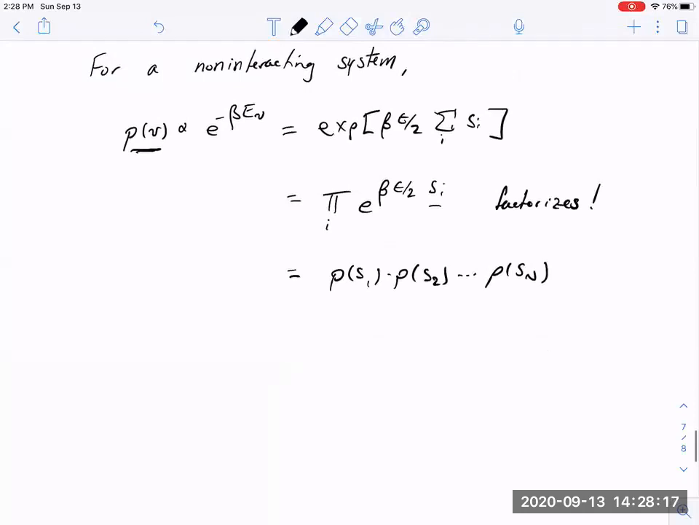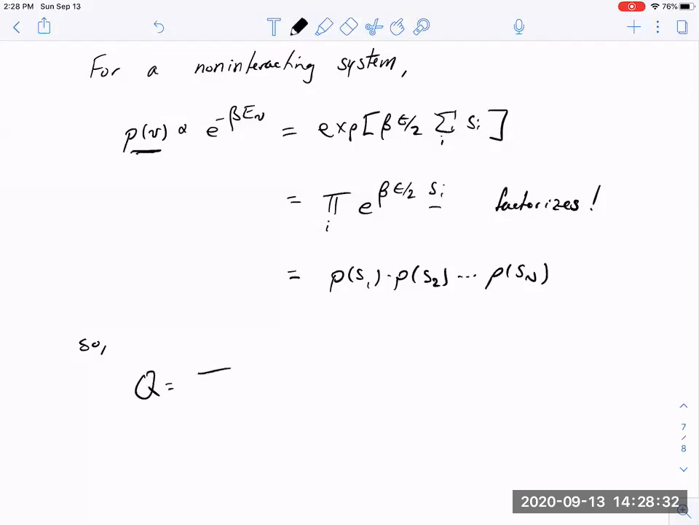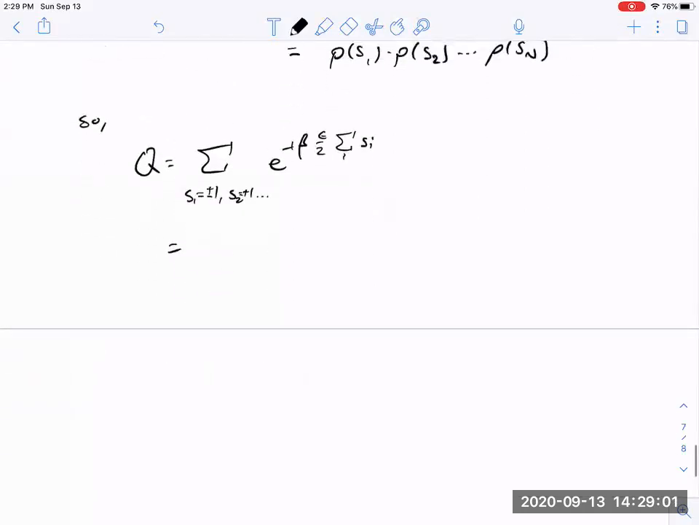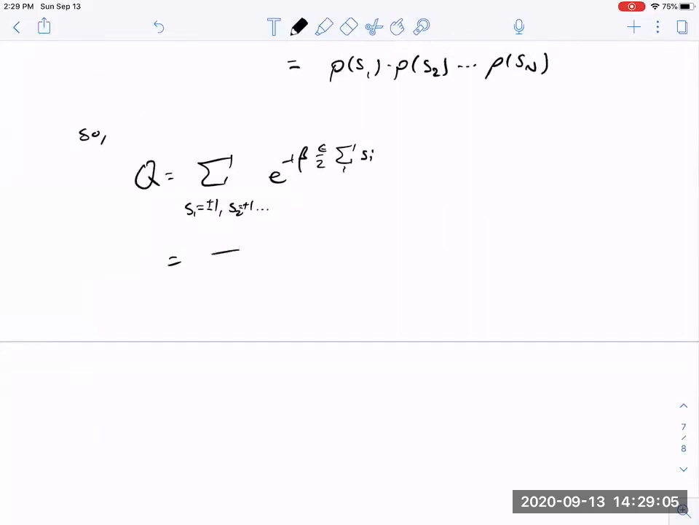Now, in such a case, if the probabilities factorize, that means that the calculation of the partition function can also leverage that simplification. Specifically, if we write down Q, it's a sum over all the microstates, which means I need to sum over S1 being plus or minus 1, sum over S2 being plus or minus 1, etc., all the way up to Sn, each weighted by this Boltzmann factor. If I plug in the energy of that state, epsilon by 2 times the sum over all the Si's, the fact that the probability factorizes is the same reason that the partition function will factorize.